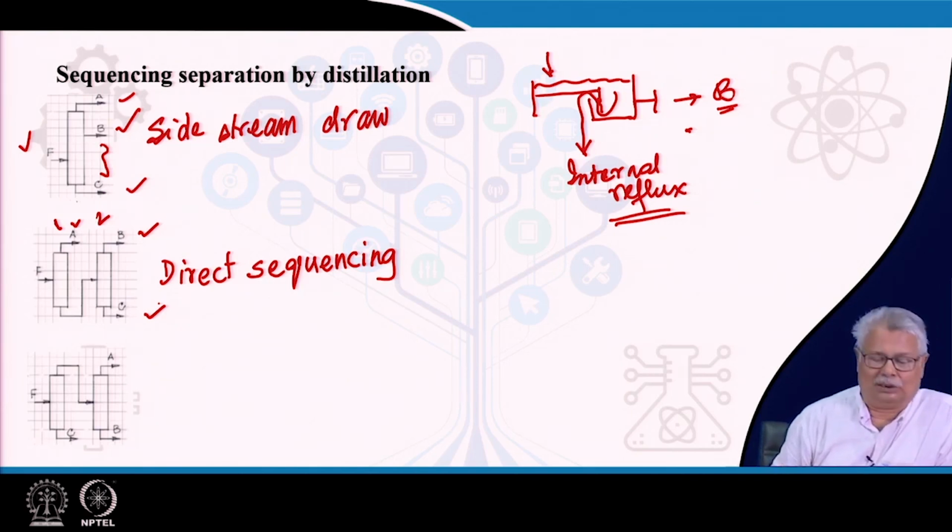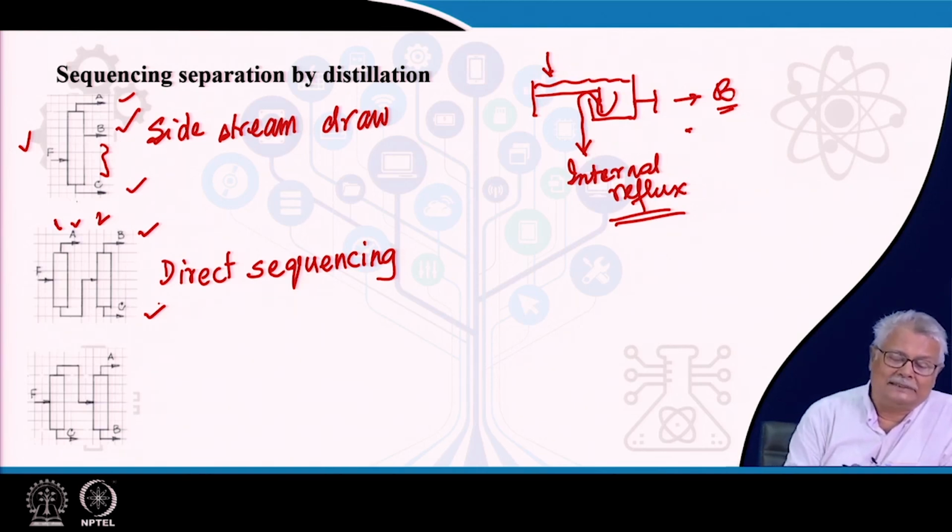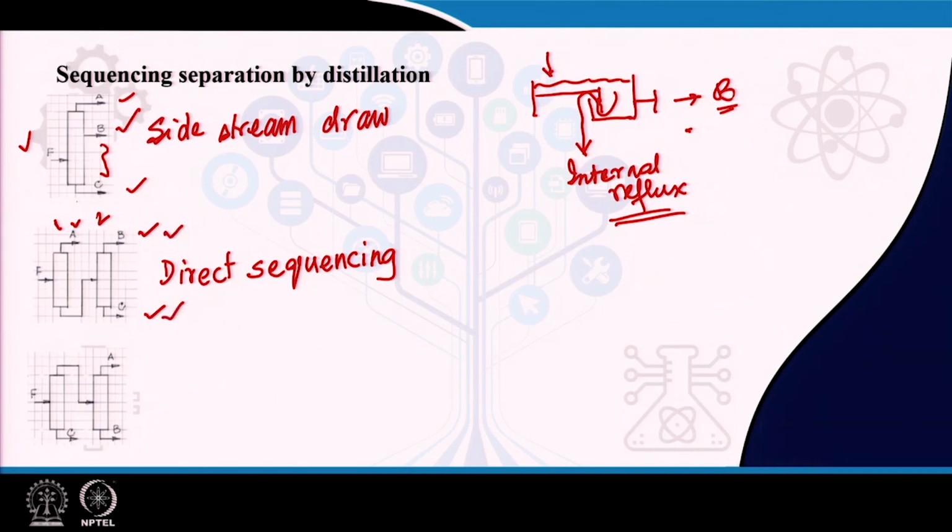That means here there is one big advantage, perhaps you should ask me, why use one additional column. The first advantage that you have is you can check and change the split between this stream and this stream more easily, because this stream particularly becomes independent. If you want to have a larger variation in the quality of B, it is possible in this direct sequencing operation. There are quite a few other advantages also.